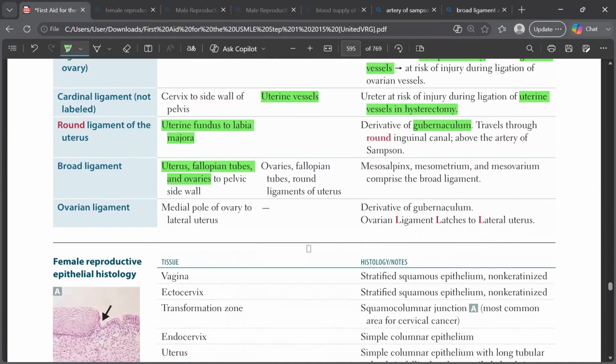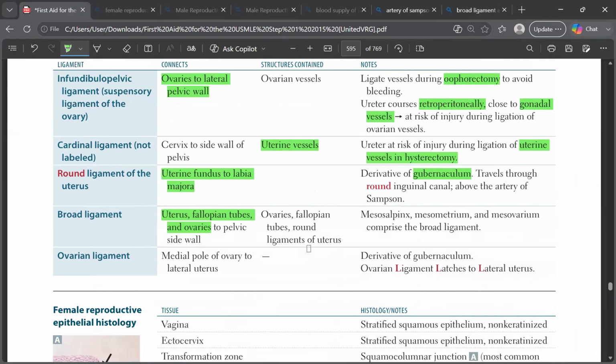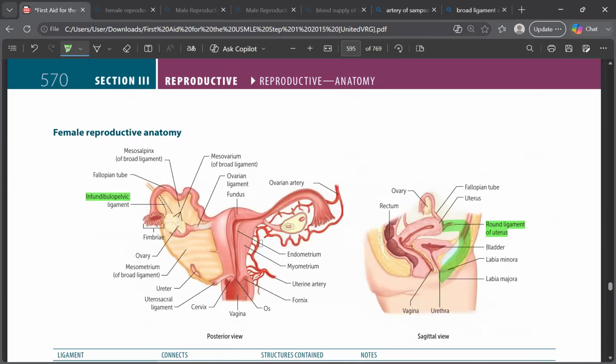Then comes the ovarian ligament. The infundibulopelvic ligament was the suspensory ligament of the ovary, and the ovarian ligament connects the medial pole of the ovary to the lateral uterus. And it's also a derivative of the gubernaculum. Ovarian ligament latches to lateral uterus. Okay, so it latches to the lateral uterus. Where is our ovarian ligament? There it is. So it connects the ovary to the uterus.